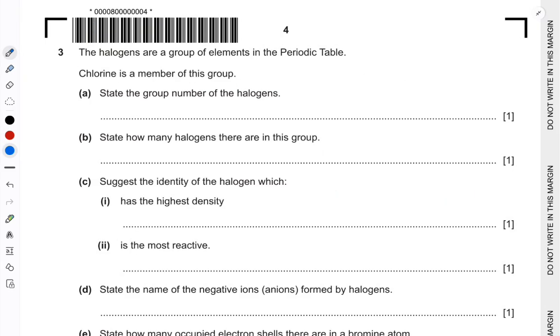Okay, now we start question number 3. Now the halogens are a group of elements in the periodic table. Chlorine is a member of this group. Okay, now you quickly look at the last page of your examination script. You will have a periodic table there. Okay, state the group number of the halogens. Of course, you can see VII there, that means it's 7. So you can either say group 7 or even 17 should be acceptable, but you say either one, not both.